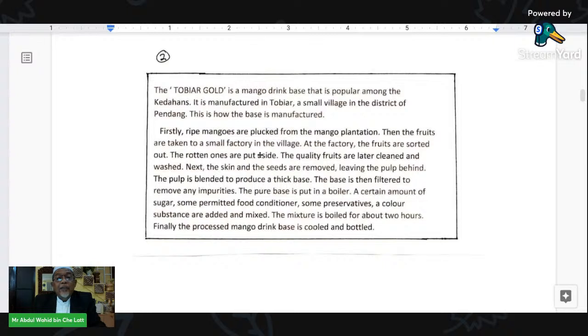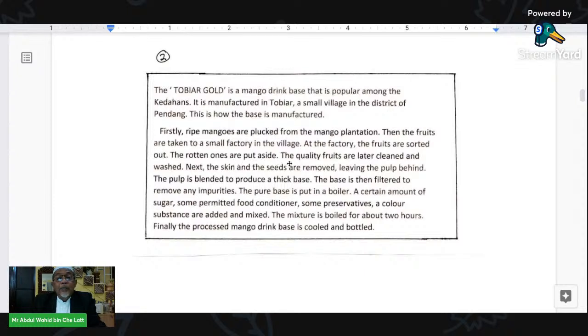At the factory, the fruits are sorted. "Are" plus the participle: sorted out. The rotten ones are put aside. "Are" plus "put" in participle form: put aside.